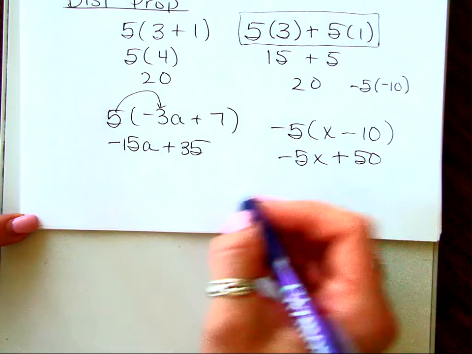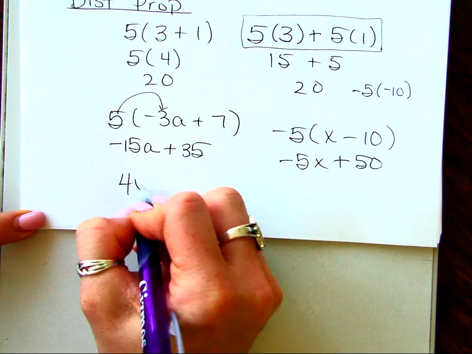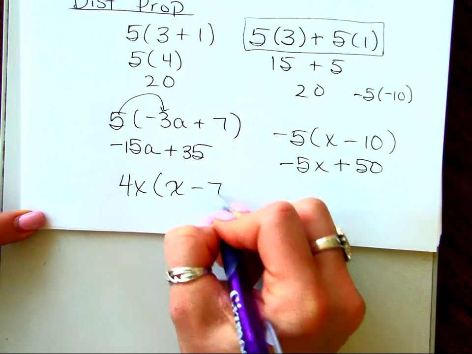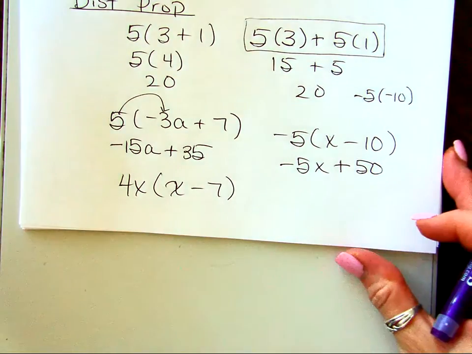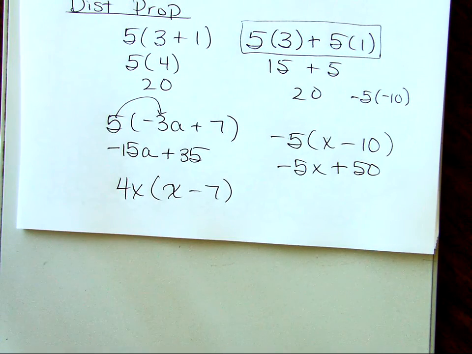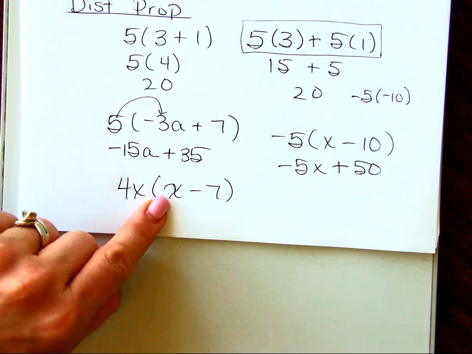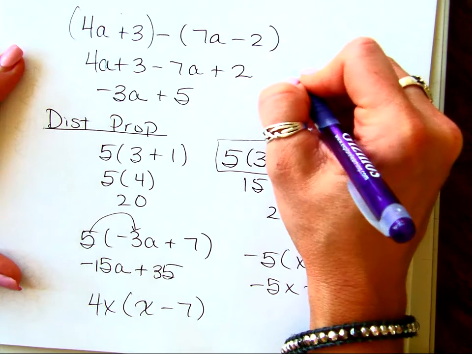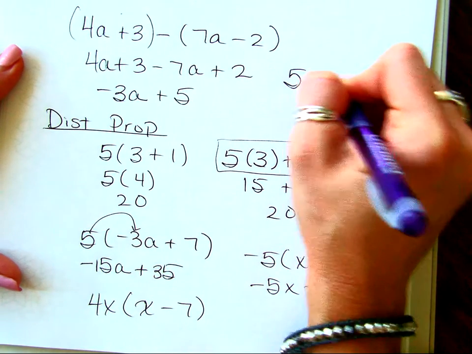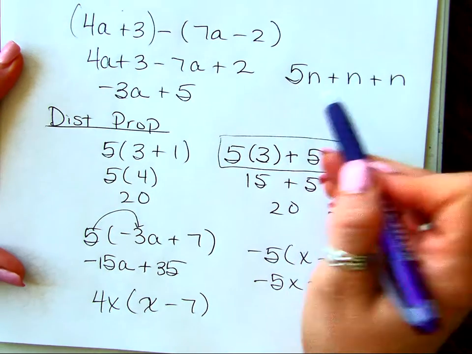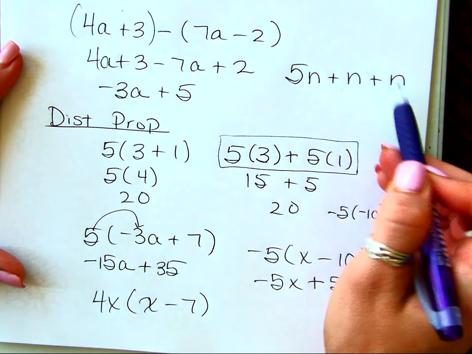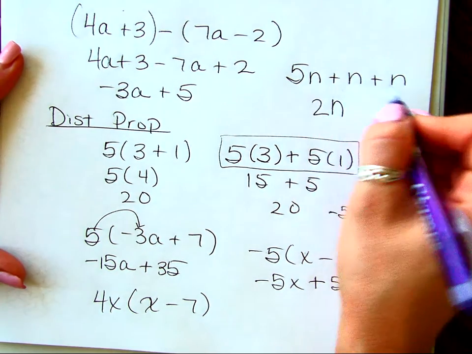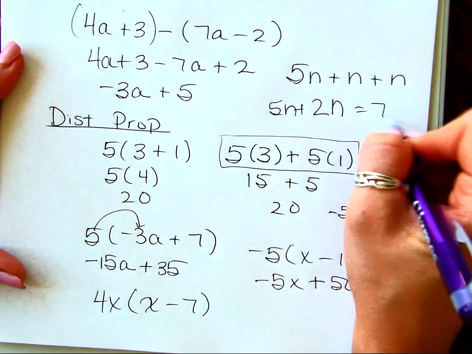So another example here would be 4 times x times x minus 7. I'm purposely doing this one because you are going to be asked to distribute a variable to a variable. Up here for combining like terms, if I had asked you to add 5n plus n plus n, that's 5, that's 1, and that's 1. So n plus n is 2n, plus 5n, so this would actually be 7n, right?